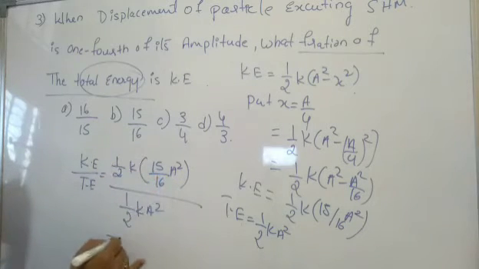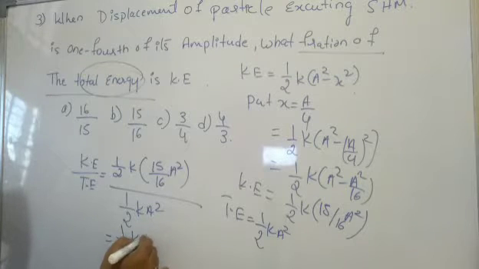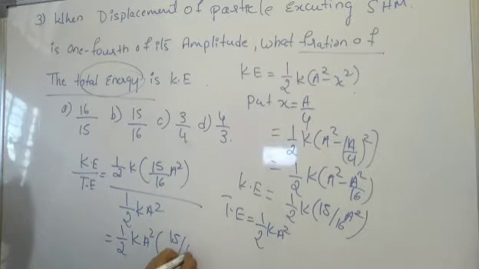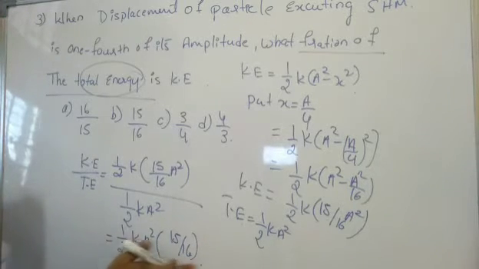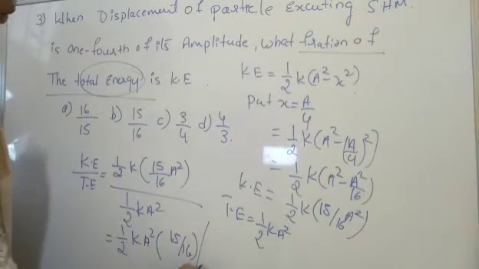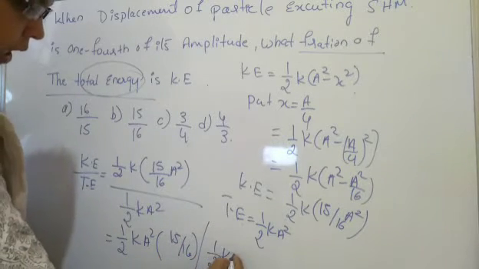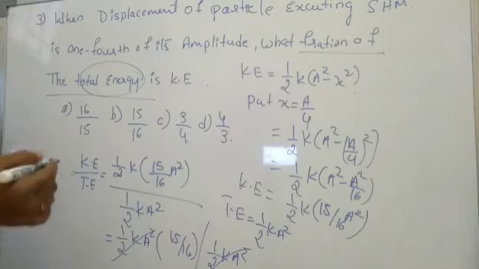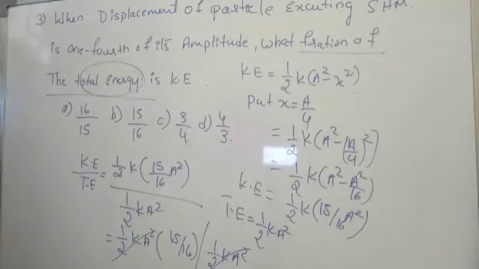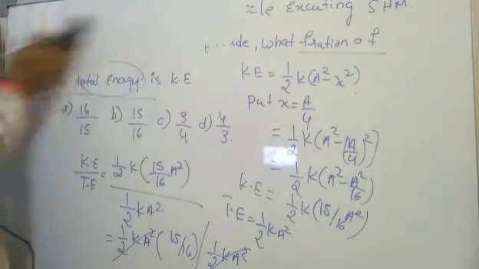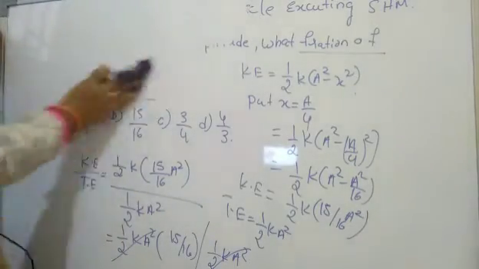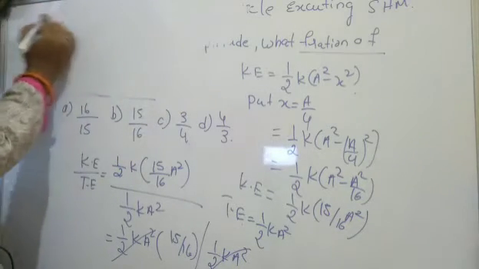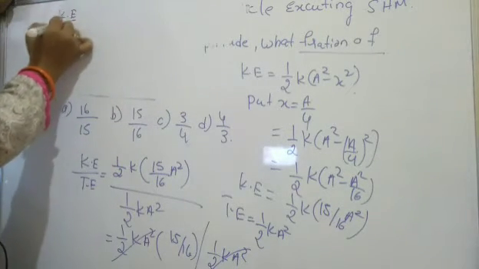So make it a common thing here, 1 by 2 K A square by 15 by 16, divided by, I think the camera is not catching. Okay, we'll do it here, 1 by 2 K A square. So 1 by 2 K A square cancels each other and remains with... So I'll erase this, leaving the question only, so that we'll get the final part, that is kinetic energy by total energy.